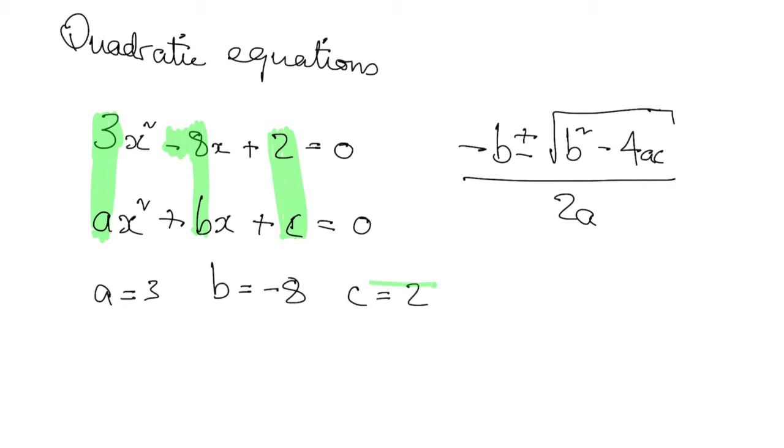Once you're able to identify those three values, we can take them forward into the quadratic formula and substitute in the values, do some calculations, and essentially find the two solutions to that quadratic equation, the 3x squared minus 8x plus 2.